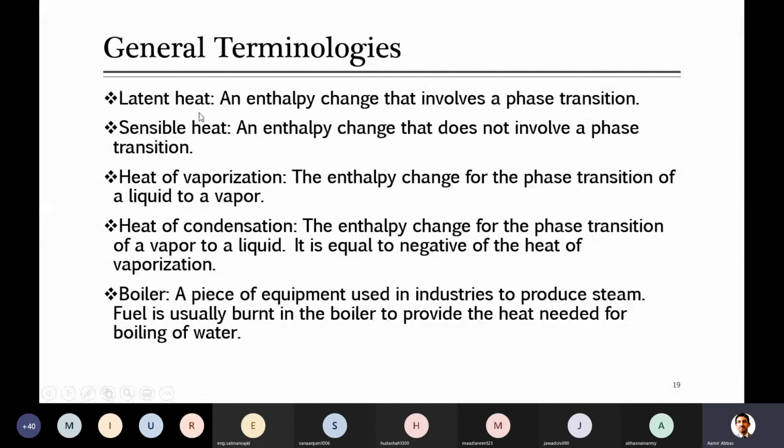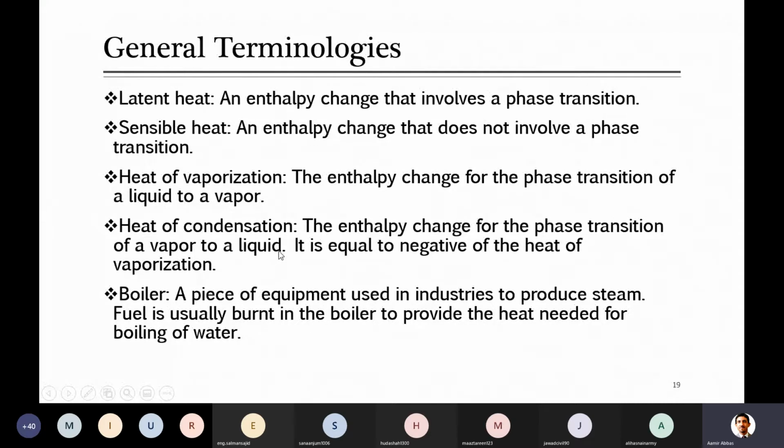What is latent heat? It is the heat change, the enthalpy change involved during phase transition. When a phase change takes place, the temperature does not change for pure components at constant pressure. We have already studied something called heat of vaporization. It is the enthalpy change, or amount of heat, involved in the phase transition from liquid to vapor. Look at this word, vaporization: the amount of heat needed to vaporize something from liquid to vapor.